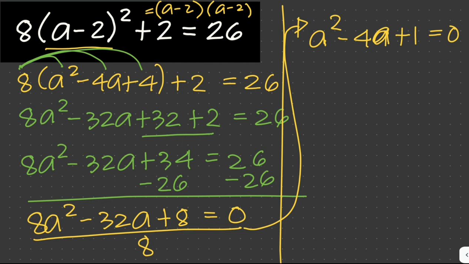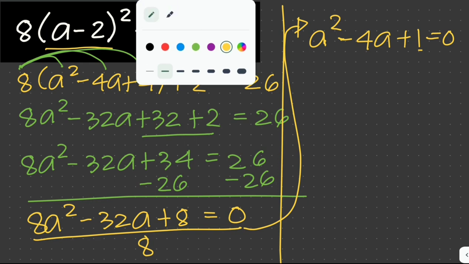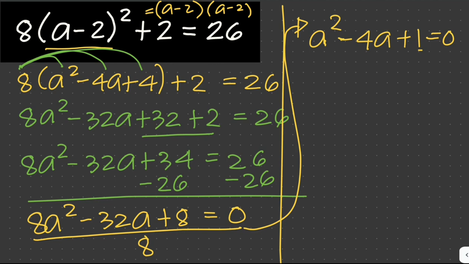Now, to solve for a, let's check if we can factor this. To factor this, we'll look for factors of 1 that when we multiply them, it would equal positive 1, and when we add them, it would equal negative 4. So in this case, this equation cannot be factored. That means we use the quadratic formula.